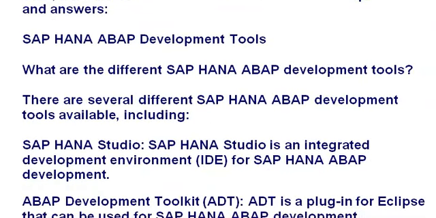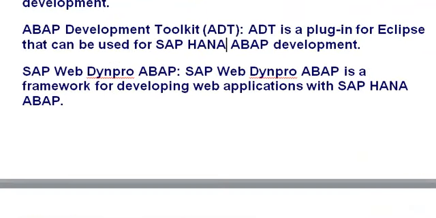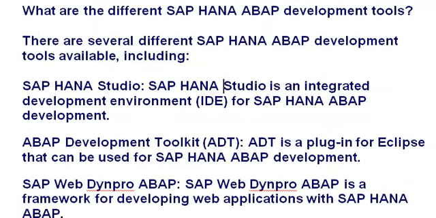Now, what are the different HANA ABAP development tools? There are several HANA ABAP development tools that we have. Basically we have HANA Studio. HANA Studio is an integrated development environment, that is IDE, for SAP HANA ABAP, and not just HANA ABAP but also for HANA development, and even for Java development. We have a lot of perspectives in HANA Studio wherein we can do it.